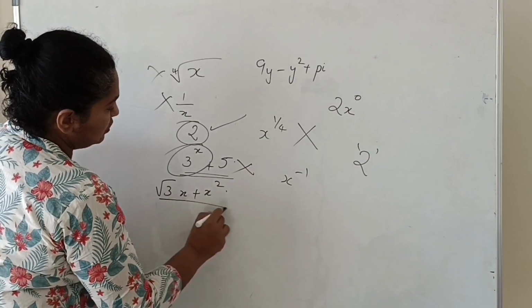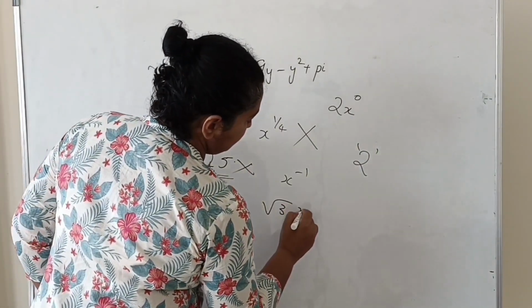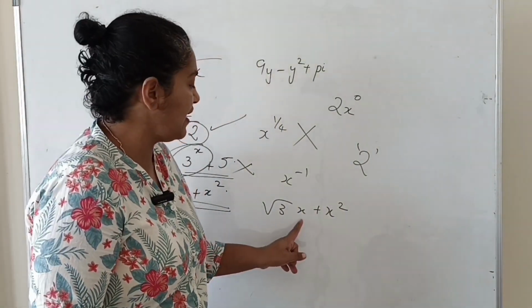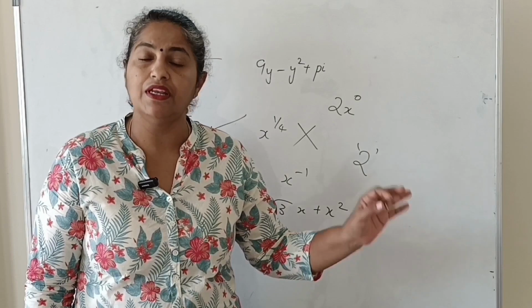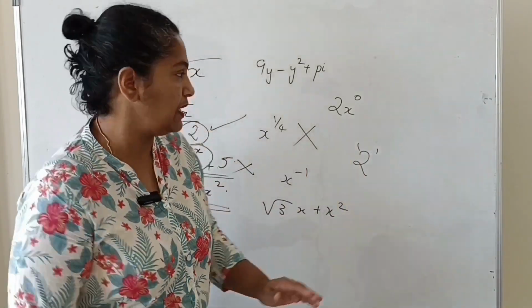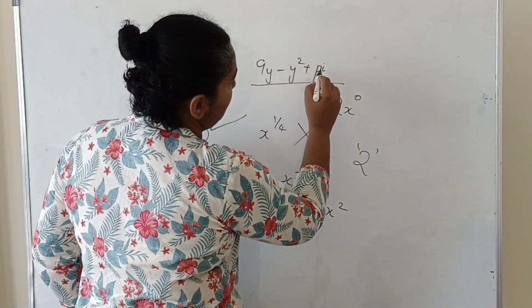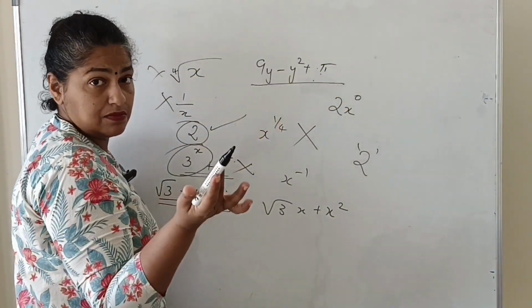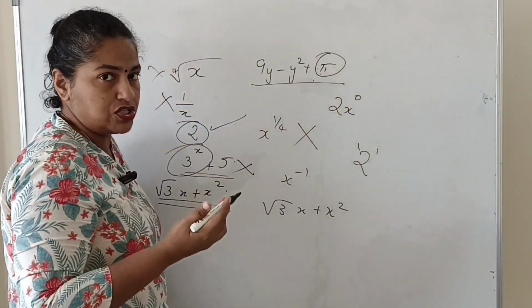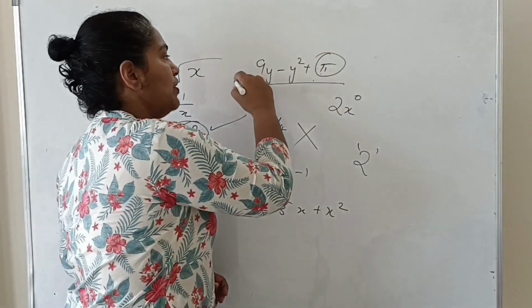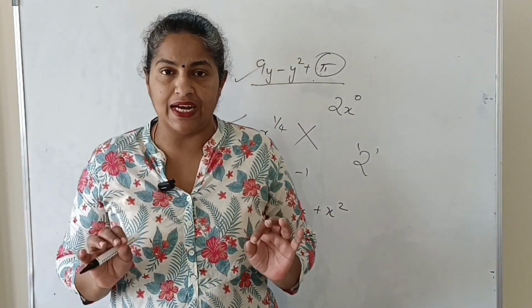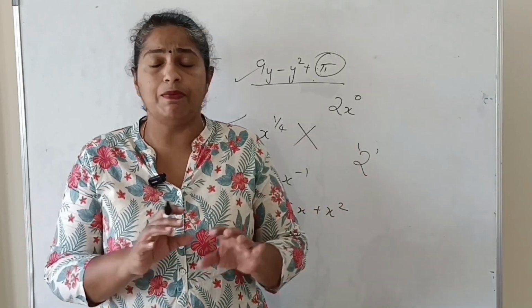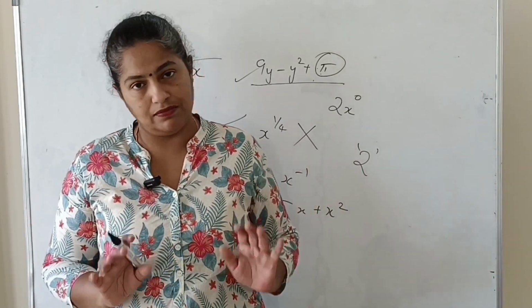Okay. Root 3x plus x square. Here you can see that the power of the variable in this case as well as in this case is a whole number. So this is definitely a polynomial. 9y minus y square plus pi. Again the powers are whole numbers and pi is a constant. So therefore this is also a polynomial. I hope you can identify when somebody gives you an expression and asks you whether it's a polynomial or not.